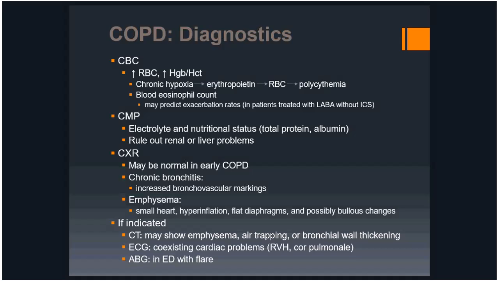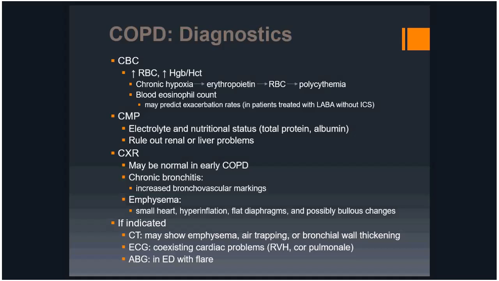You want to evaluate electrolyte and nutritional status, so you're looking at their total protein and albumin. Rule out any renal or liver problems. Chest x-ray may be normal in early COPD, but as they progress, you do see changes. Obviously, with chronic bronchitis, you see increased bronchovascular markings. With emphysema, these patients may have a smaller heart, hyperinflation, flat diaphragms, and possibly bullous changes if indicated.